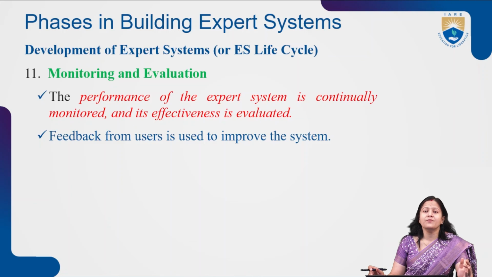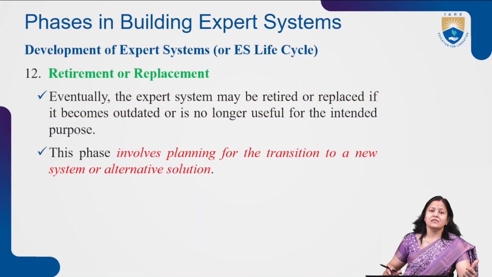Monitoring means the performance of the expert system is continually monitored and its effectiveness is evaluated, and the feedback from the user is used to improve the system. How does the feedback come? Whenever we deploy the system in the targeted environment or the real world, the user starts using the expert system, for example to solve a complex problem. After solving, if he or she is satisfied with the result, definitely they will give positive feedback. So feedback is very important for the expert system to rectify or fine-tune the system. Feedback from the user is used to improve the system.